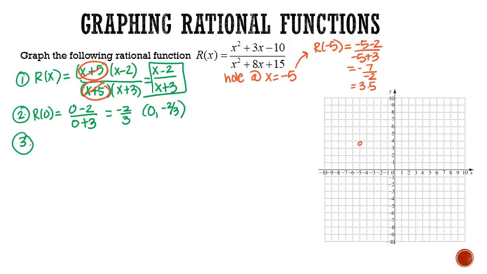Step 3 is to find the x-intercepts, and that's when that numerator equals 0. x minus 2 equals 0 when x is 2. That has a multiplicity of 1, so that means that the graph will go through at that x-intercept.